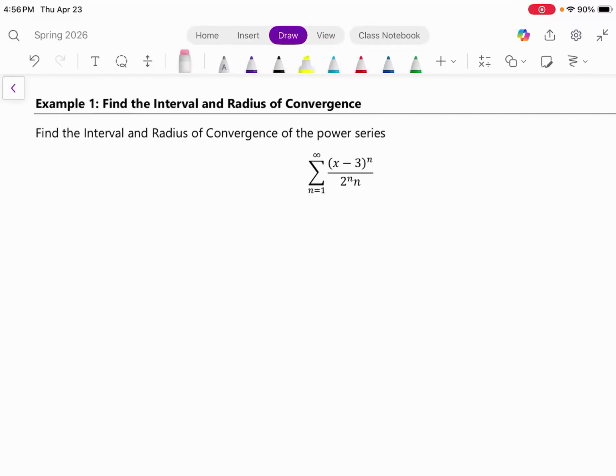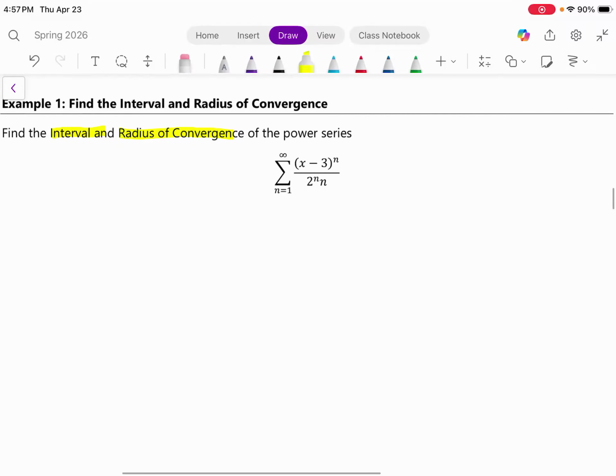Okay, welcome back everybody. So in this video, we are going to find the interval and radius of convergence of the specific power series (x minus 3)^n over 2^n times n. And in order to find both of these, interval and radius of convergence, we are going to need to use the ratio test. So let's just keep it handy and rewrite what the ratio test would be.